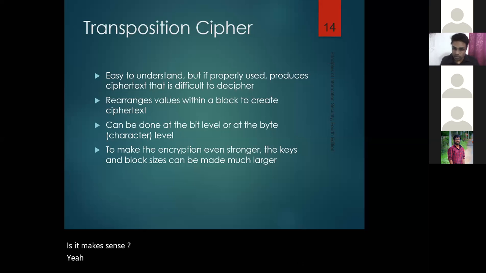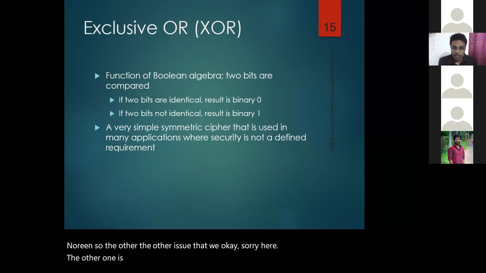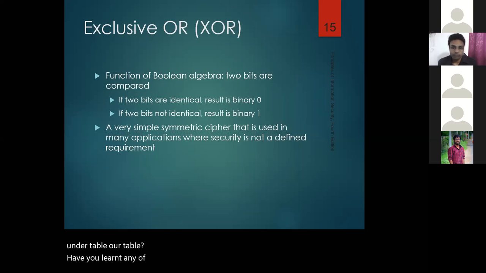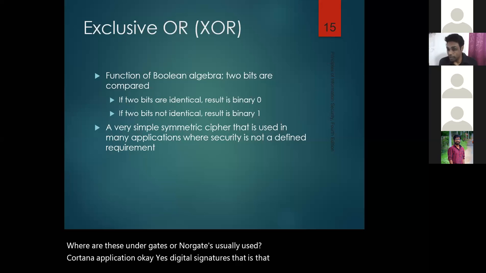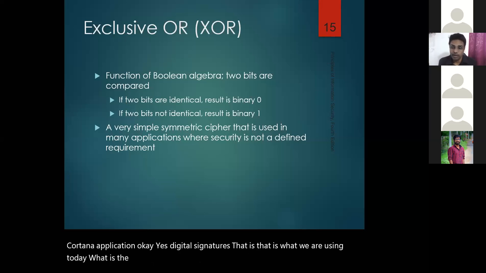Okay. The other one is an XOR truth table. So how many of you are familiar with the AND table and OR table? Have you learned any of these when you were, I don't know, in 10th grade, or when do they teach you? Yes, sir, in 10th standard as well as in intermediate, 11 and 12 as well. If both are true, then the answer is true in AND. In OR, if any one of the statements is true, the answer is true. Okay. So where are these AND gates and OR gates usually used? What are the applications? In digital signatures? Yes, digital signatures, that is what we are using today. But what is the fundamental application of an AND gate or an OR gate?